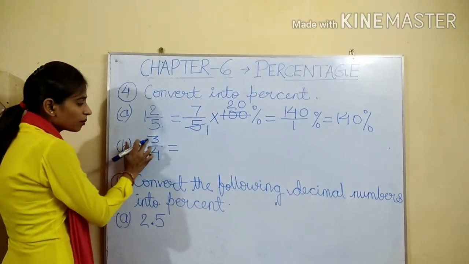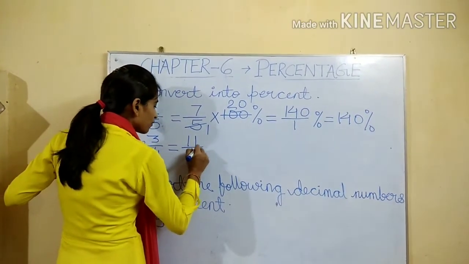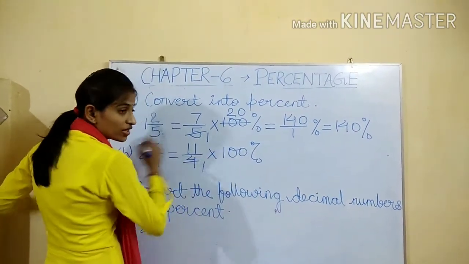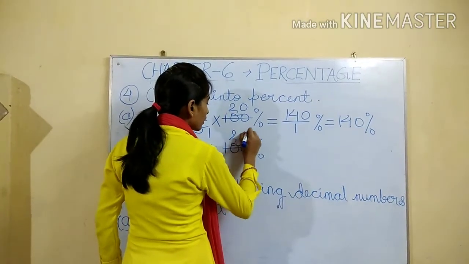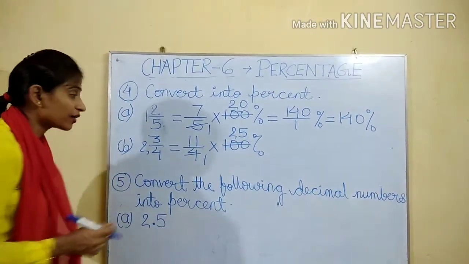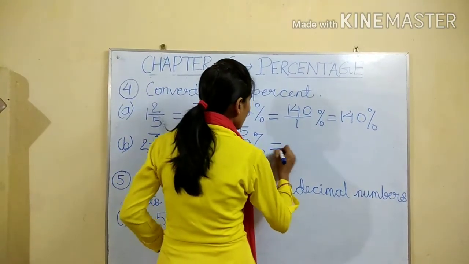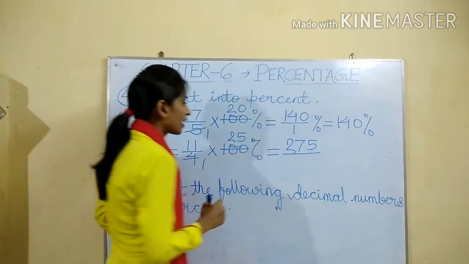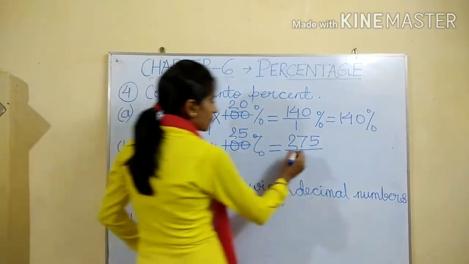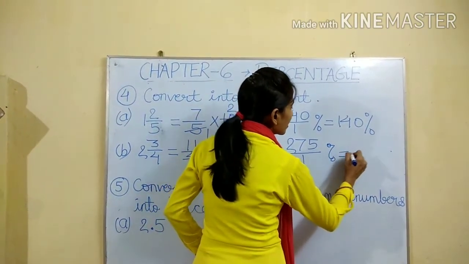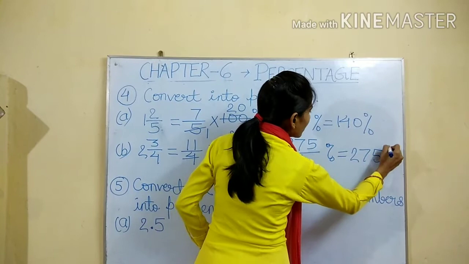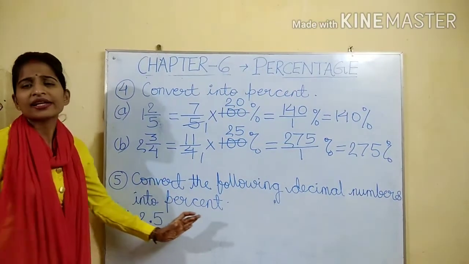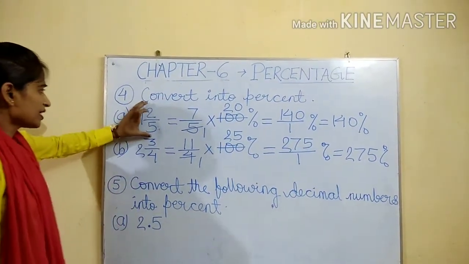Similarly, 4 twos are 8 plus 3, 11 by 4. Then multiply it by 100%. 4 ones are 4 and 25 times 100. 11 into 25, 275, by 1%, equal to 275%.